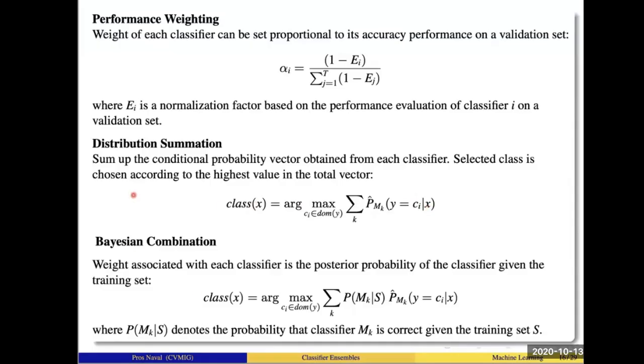Then you have Bayesian combination. Here, the weight associated with each classifier is the posterior probability of the classifier given the training set. Again, this time you weigh this with this quantity here, which denotes the probability that the classifier Mk is correct given the training set S. So you'll have to multiply that by the probability of that particular classifier being correct given your training set S.